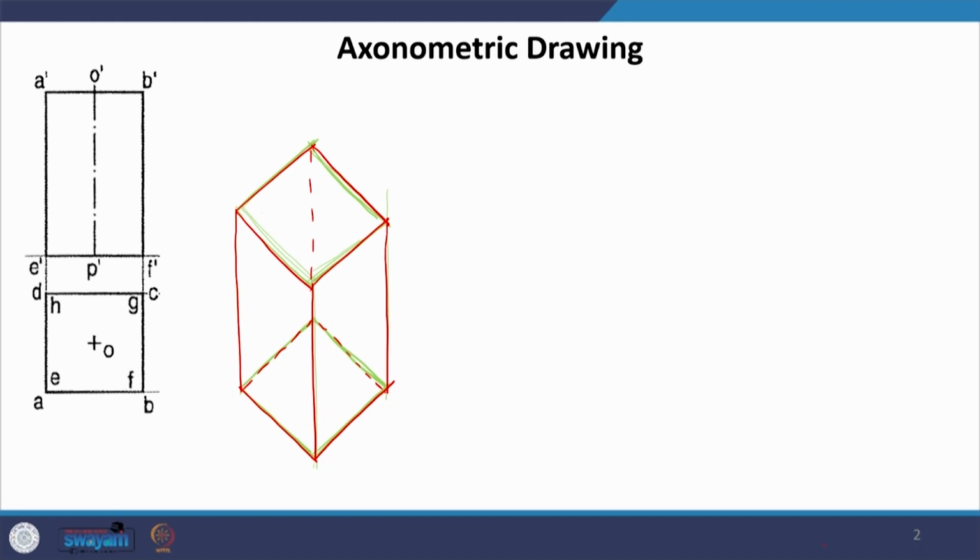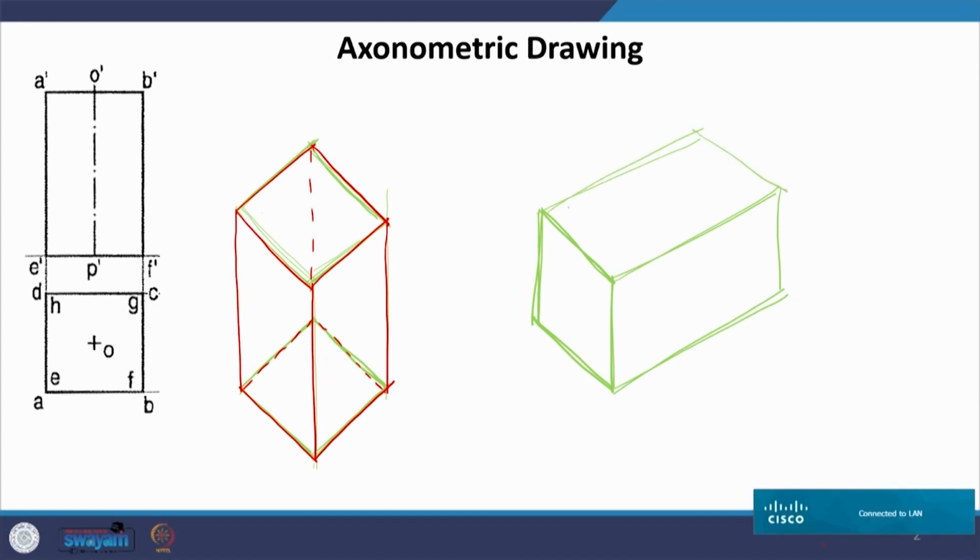Now, what if I am just assuming the same object in different conditions? So, what if it is kept parallel, the axis being parallel to both HP and VP? So, what we will have? We will first have to draw the square, which is this base. And now, this is what we will get.